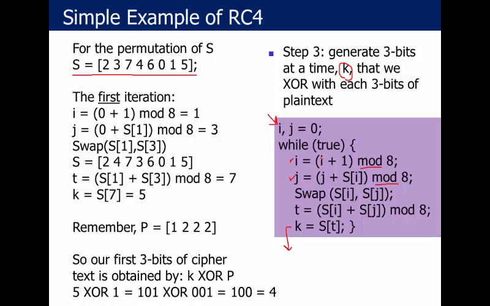Okay, I equals I plus 1 mod 8. Initially, I is 0. So 0 plus 1 is 1. Mod 8, then the remainder is 1.